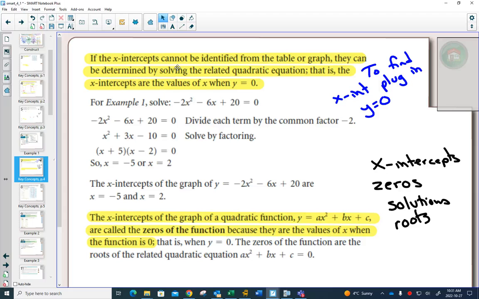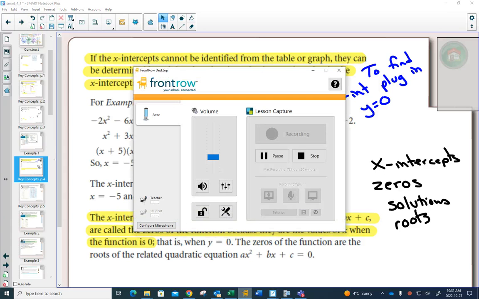And so if I know that x-intercepts are the same as solutions or zeros, it clues me in that I have to plug in 0 for y, because the 0 part is why it's called a 0. And then I'm like, oh, then I can solve that so I can find its roots. All right, that's a good place to end video number 1.